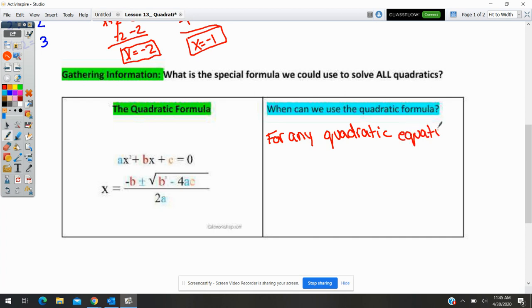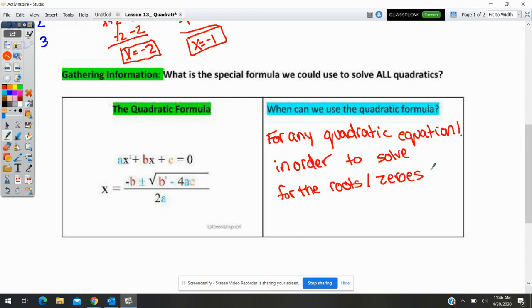Okay? In order to solve for the roots, slash zeros, slash solutions, right? They have many names. All right, so let's take a look at how this formula is used.